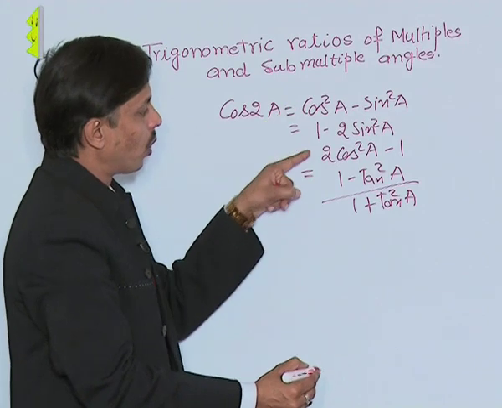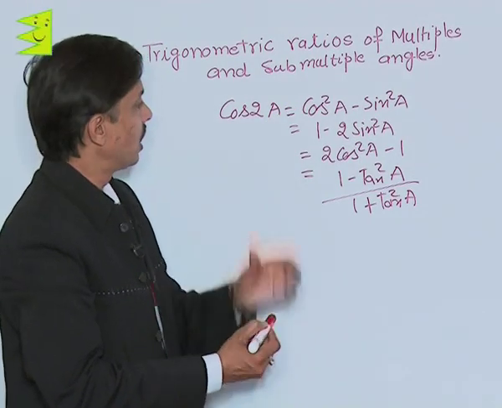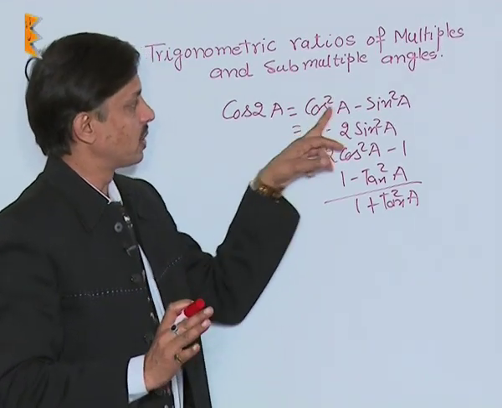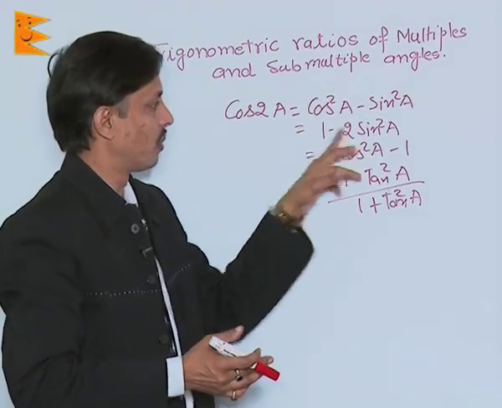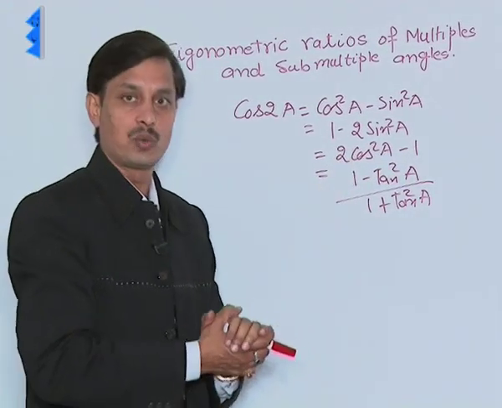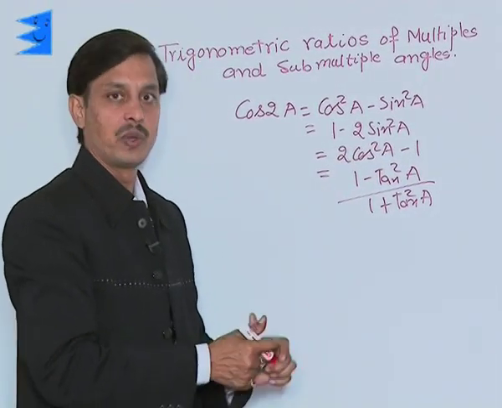So there are 4 results which are equal to cos 2A. Cos 2A is equal to cos square A minus sin square A, 1 minus 2 sin square A, 2 cos square A minus 1, and 1 minus tan square A upon 1 plus tan square A.